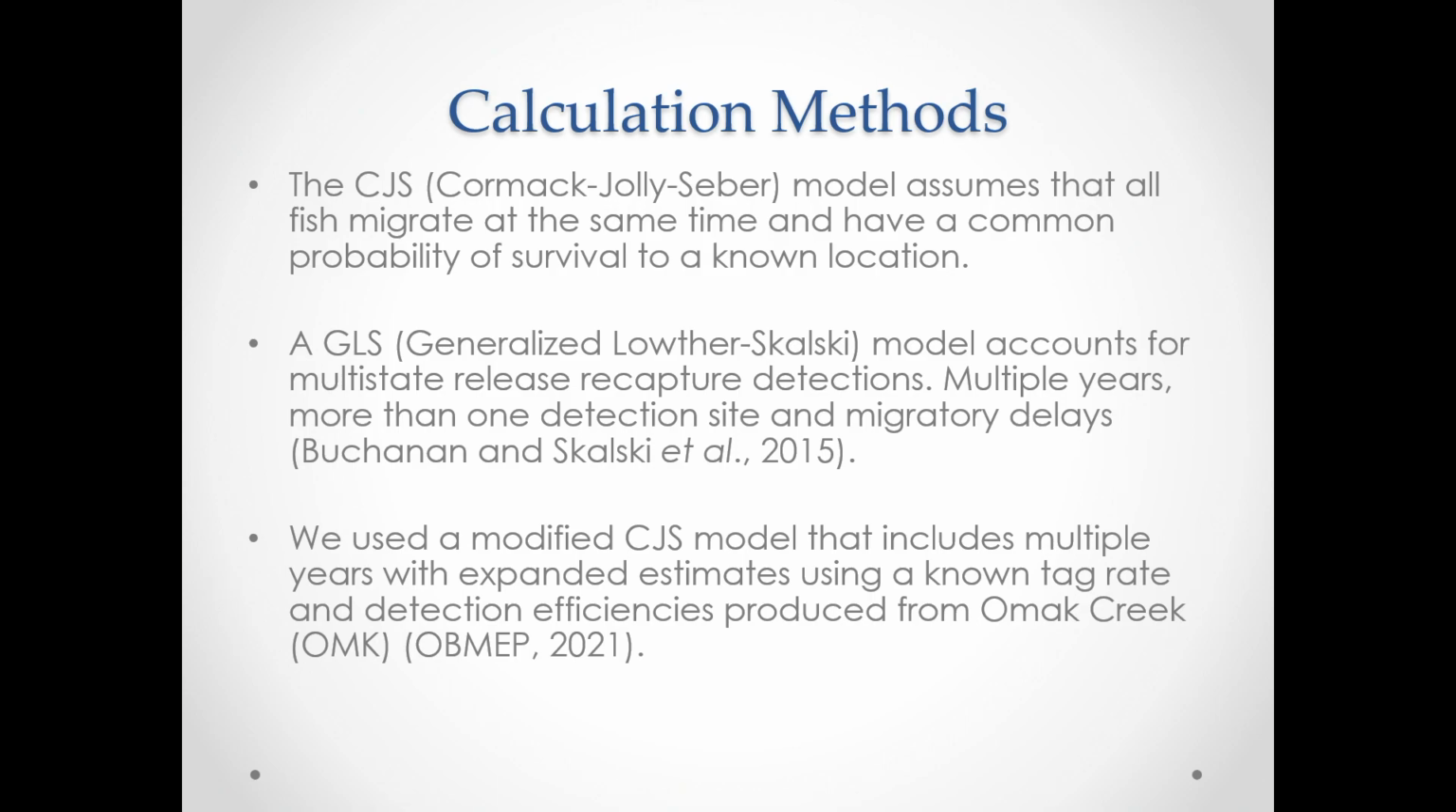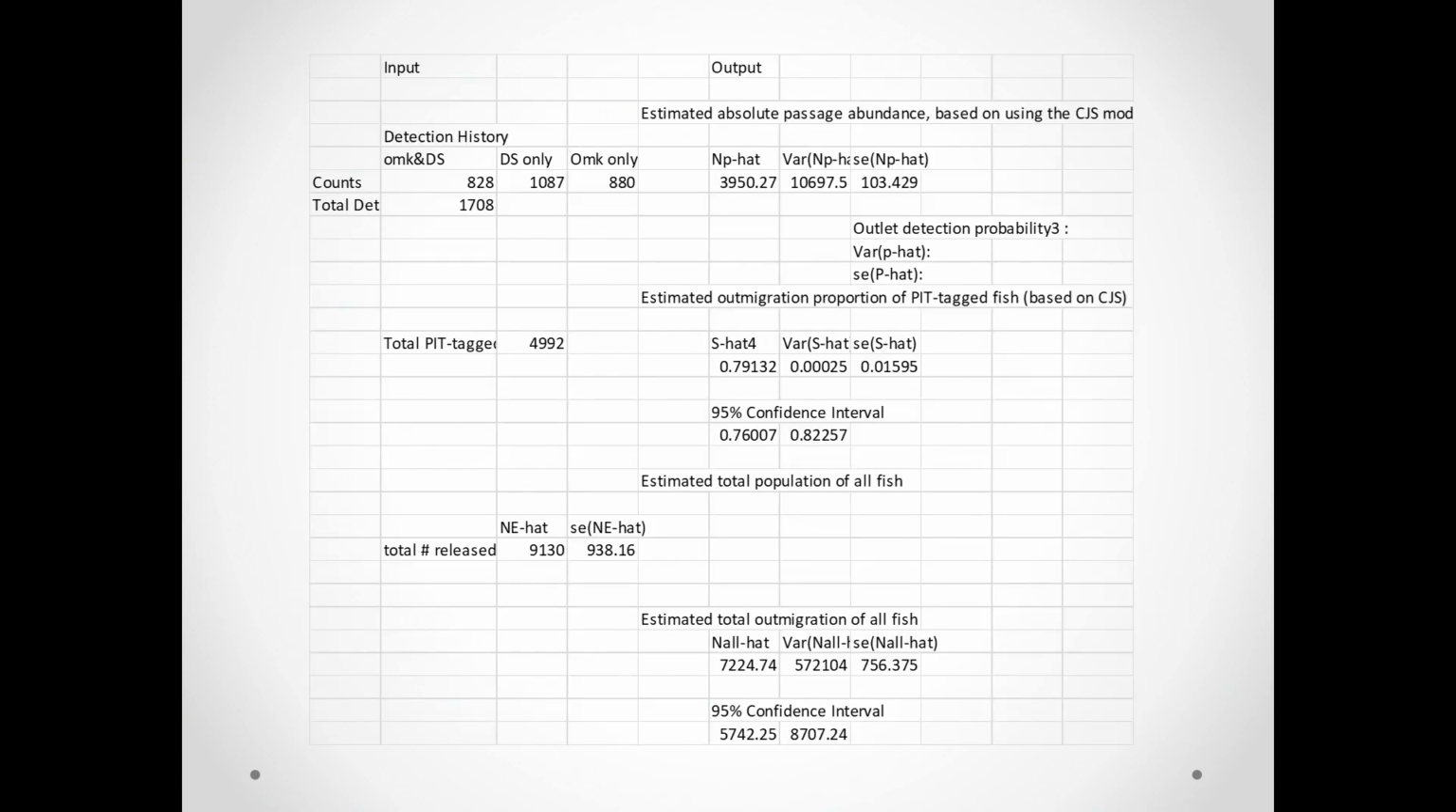So we incorporated multiple years, and then we expanded those rates based on a tag rate and a detection efficiency from Omak Creek. So this is just a token slide on some model work that we did. I don't want to focus much on it. I will say survivals were pretty high. The variance was fairly low in our expanded estimates.